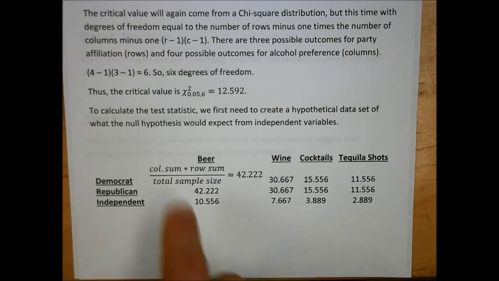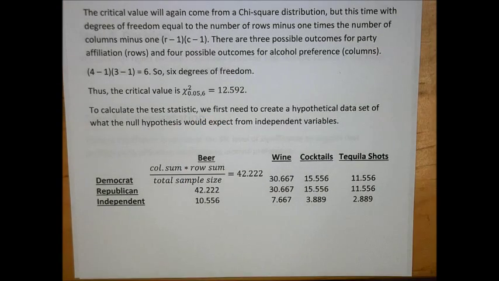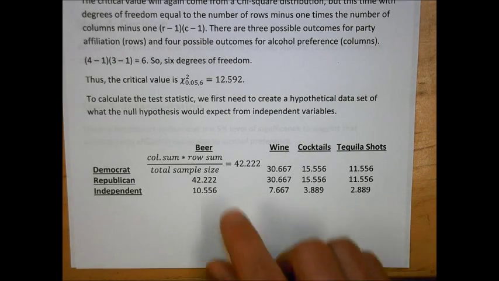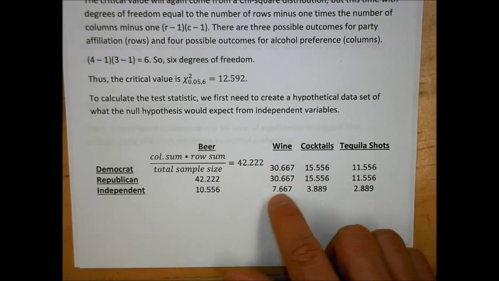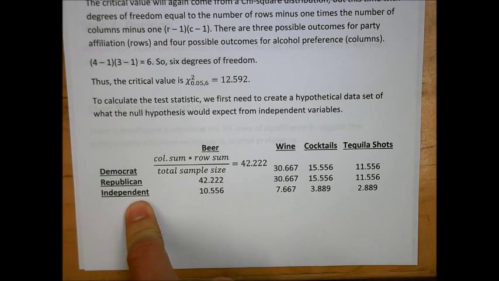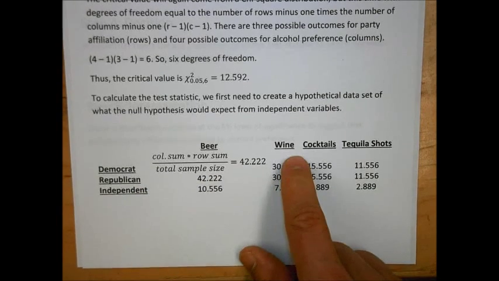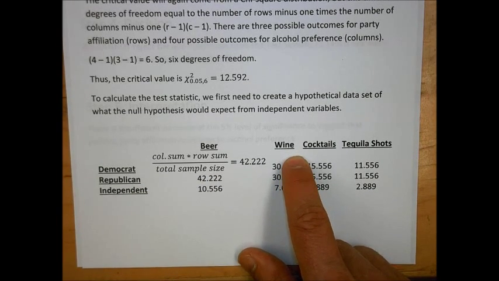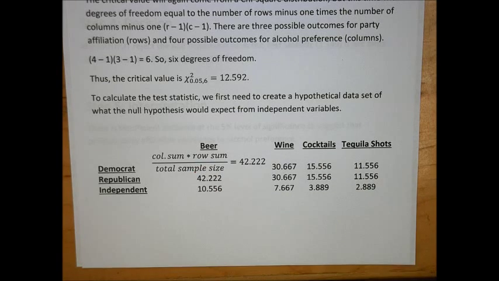To calculate the test statistic, we first need to create a hypothetical data set of what the null hypothesis would expect from independent variables. This is similar to the last chi-squared test, but the methods are a little bit different. We need to find an expectation for each cell of our data table. Remember, there are 3 categories of political affiliation and 4 categories of alcohol preference. That means we're going to need to fill 12 of these. That's going to get a little bit tedious by hand, so I'm going to show you how to do it on the calculator, and I'm going to leave a Microsoft Excel document available to you.